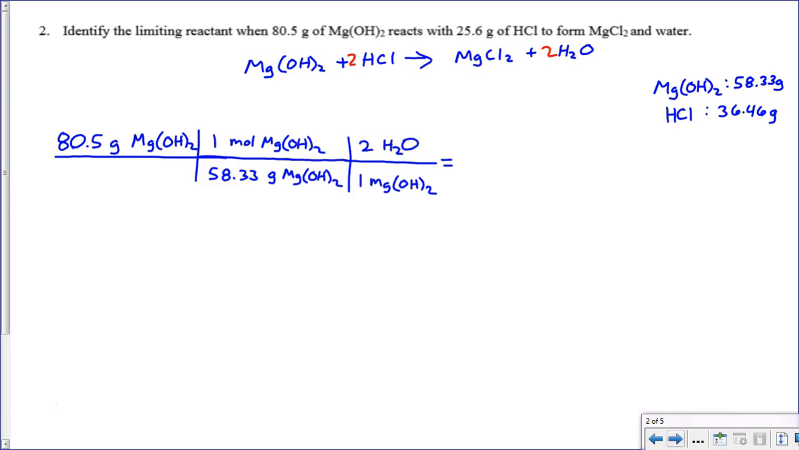All right, so if you calculate that, you should get 2.76 moles of water.